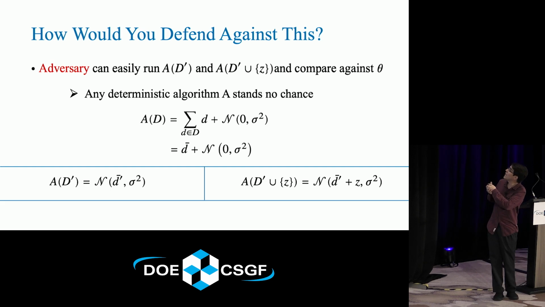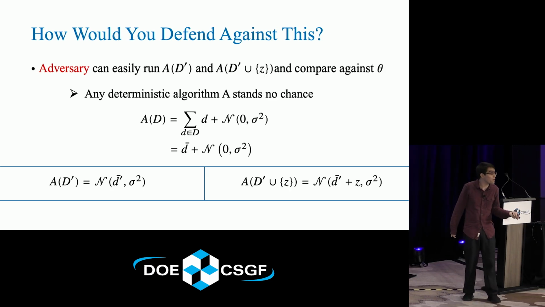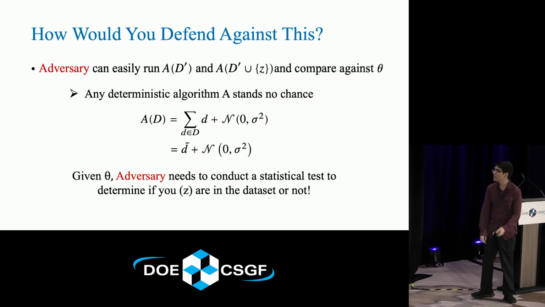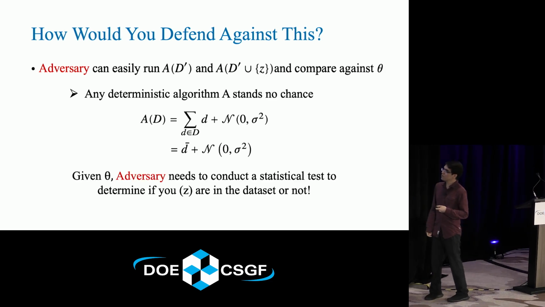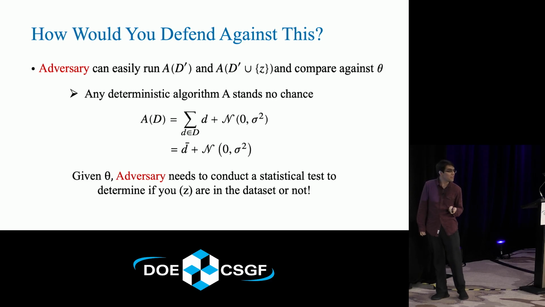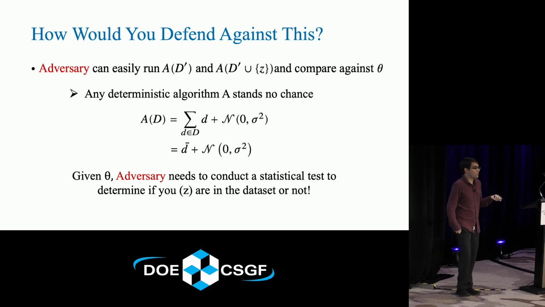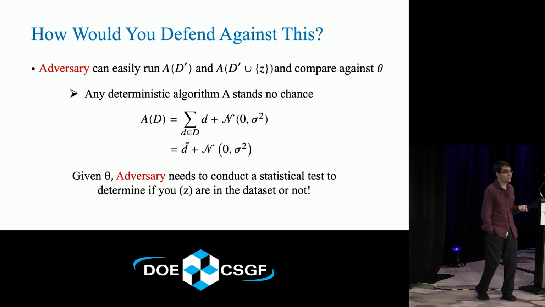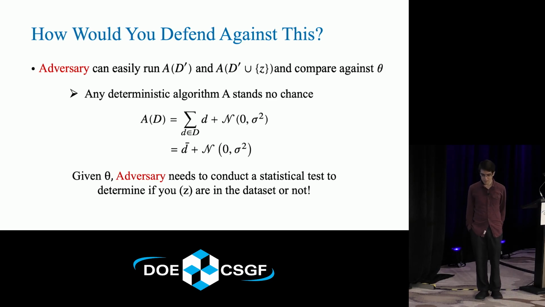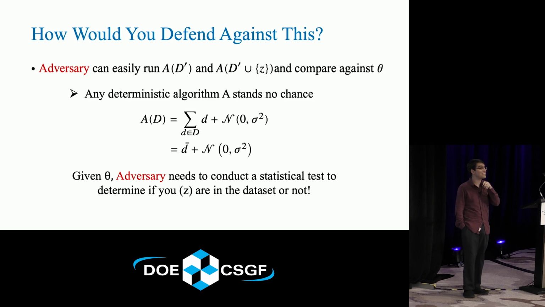They only have theta, which is a number. Theta came from one of these two distributions. Which one did it come from, right? And so now the adversary needs to do some sort of statistical test. It's no longer guaranteed that they can actually figure this out. We've made it a little harder on the adversary by introducing some randomness. And that's the key idea of differential privacy: the randomness is the source of your privacy. It's not anything else.